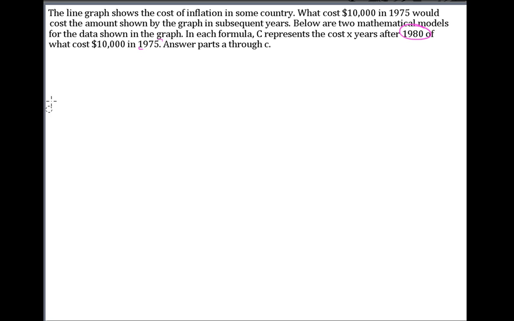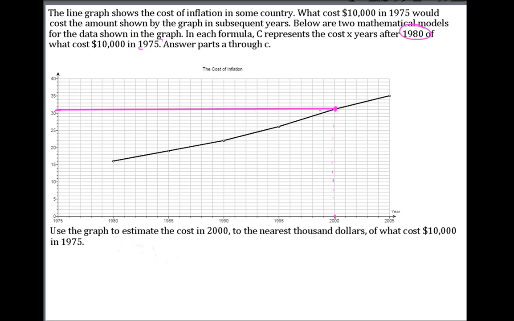So let's take a look at the first question with the graph. In this question, we're looking at using the graph to estimate the cost in 2000. So how much money would it take in 2000 to get something from 1975? We take 2000 and we subtract 1980, and that's going to give us 20. So we're 20 years after 1980.